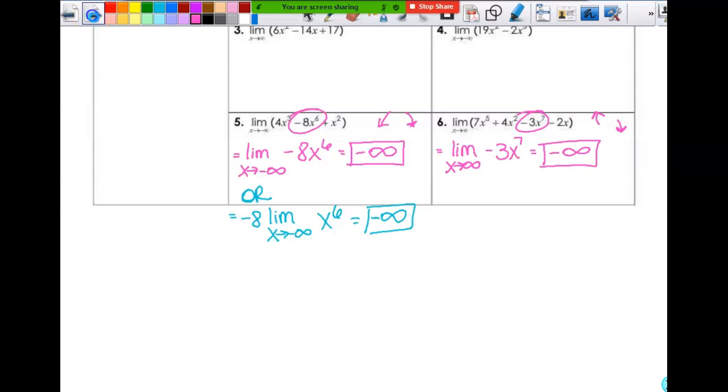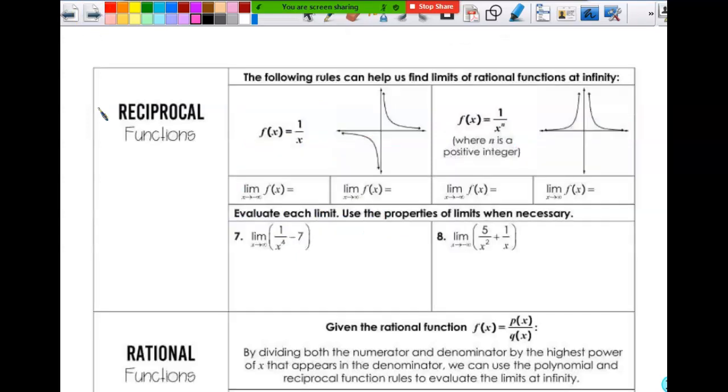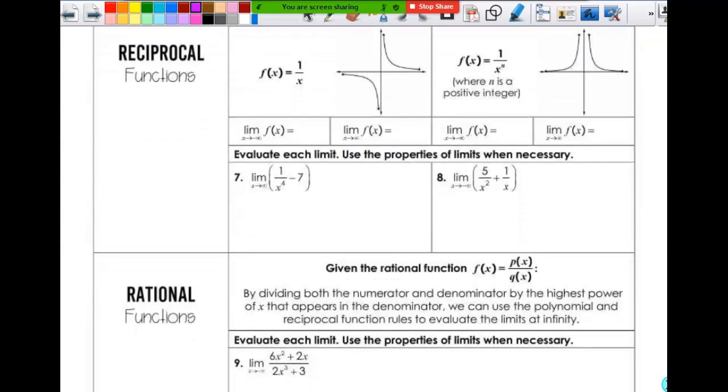All right, so let's look at rational functions. It says the following rules can help us find limits of rational functions at infinity. So let's look just at reciprocal functions, meaning we only have variables in the denominator. So if I only have variables in the denominator, this is what it looks like if it's 1 over x, and this is what it looks like if it's 1 over x to the nth. It says where n is a positive integer, and that's true, but this also needs to be an even integer. An even positive integer.